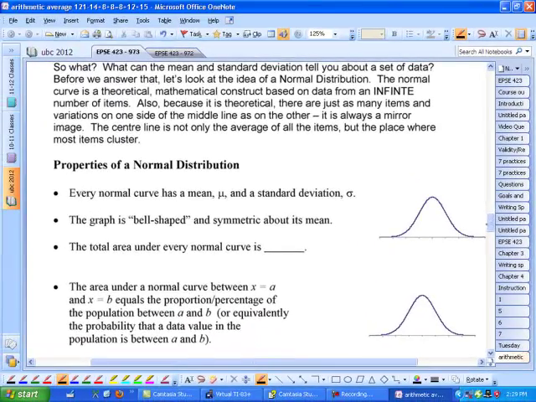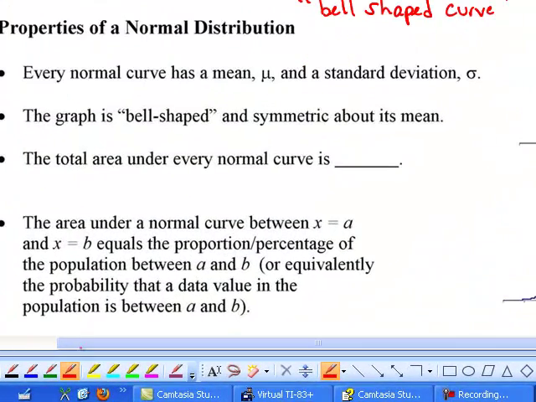Now, every normal distribution is like this curve. We call it the bell-shaped curve. You might have seen that before or heard that before. Each of these curves has a mean, which we use the letter mu. This is the Greek symbol, mu. And a standard deviation, which is called sigma. Just Greek alphabets.